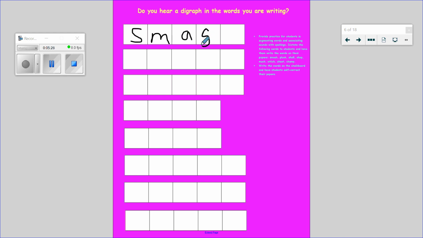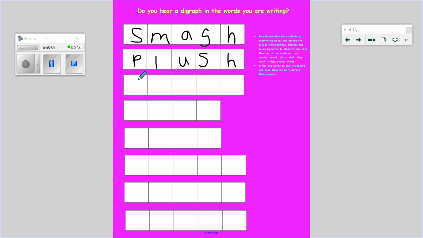Smash. So that digraph comes at the end of the word. That's a final digraph. Our next word is plush. Pl. I know that blend. Pl. Sh. The sh also comes at the end, so that's another final digraph.